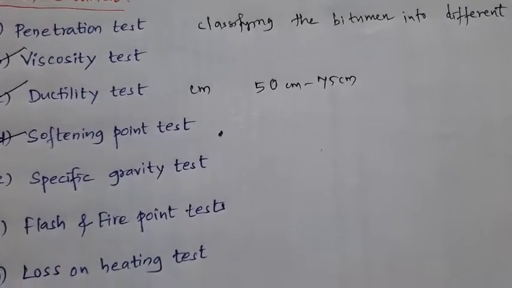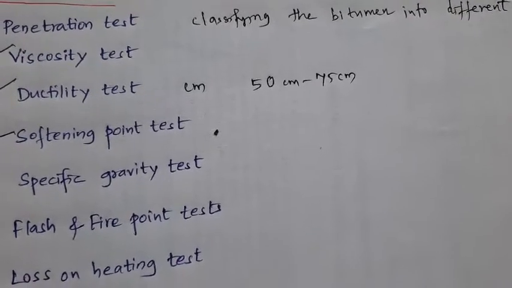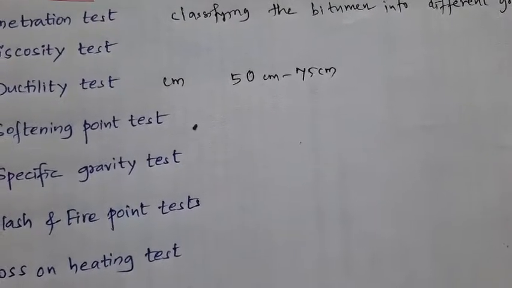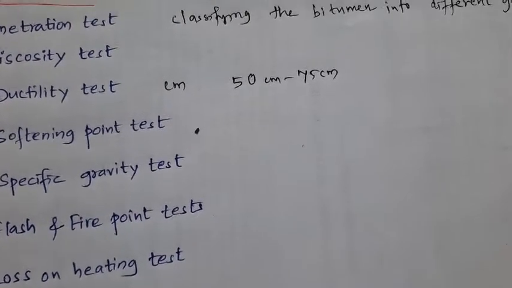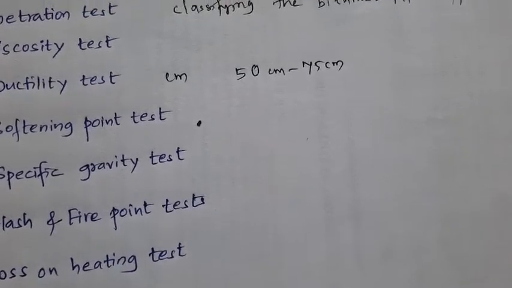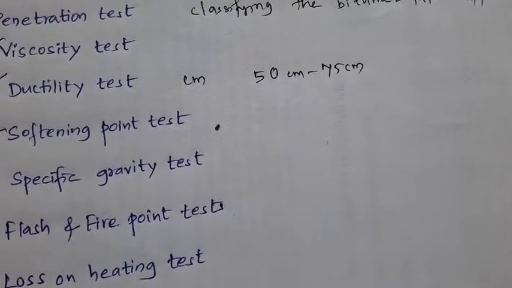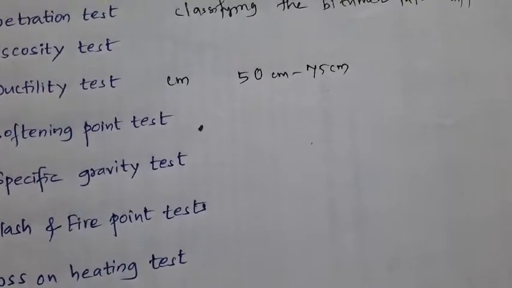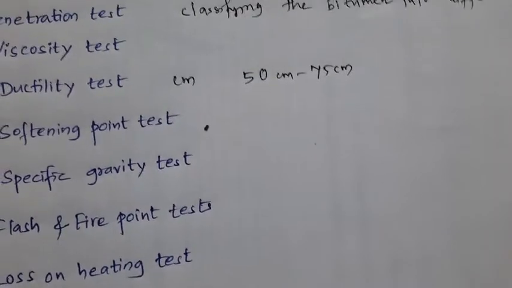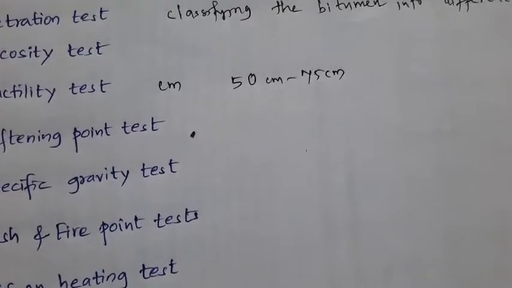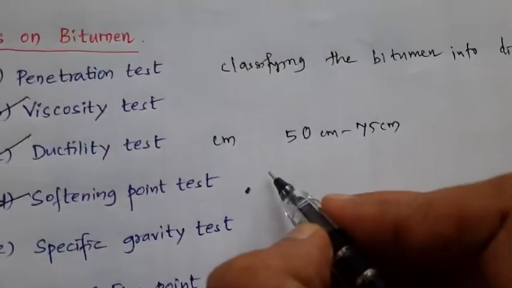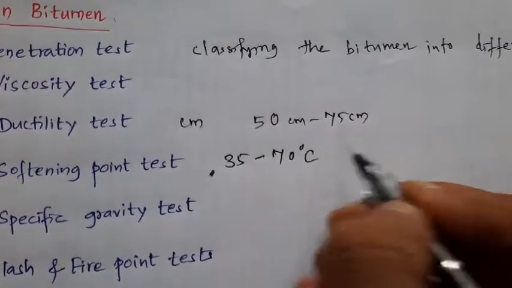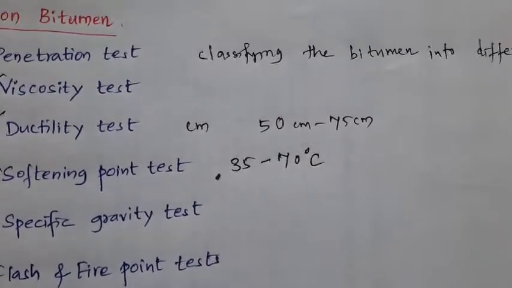A steel ball is placed upon the bitumen sample and the liquid medium is heated at the rate of 5 degrees Celsius per minute. The temperature at which the softened bitumen touches the metal plate placed at a specified distance below the ring is recorded as the softening point of the bitumen. Harder grades of bitumen obviously possess a higher softening point than softer grades. For standard paving jobs for the road, we expect the softening point to be between 35 and 70 degrees Celsius.